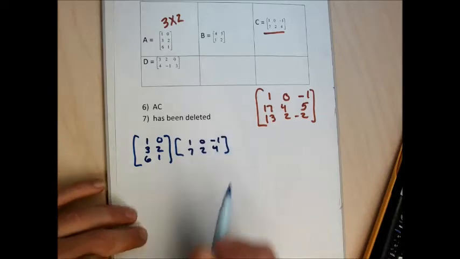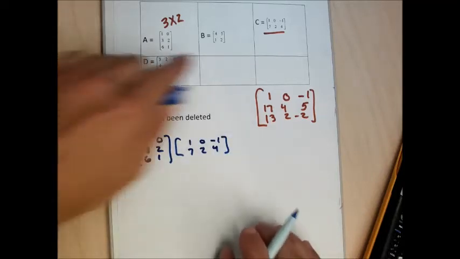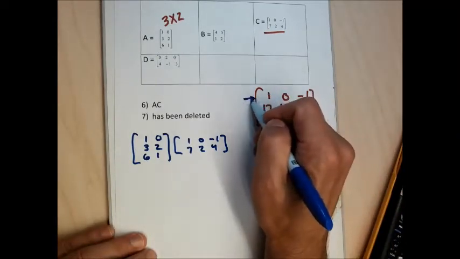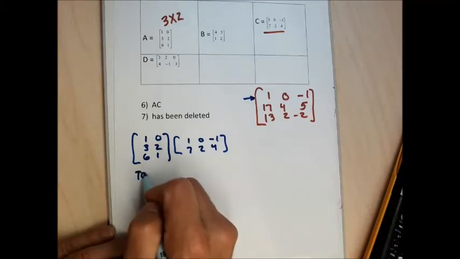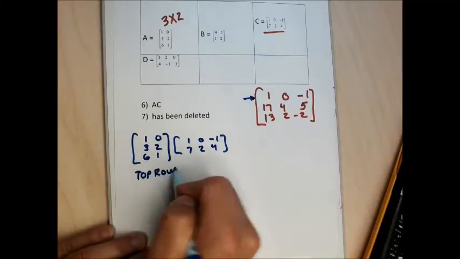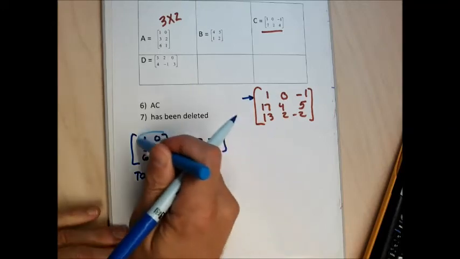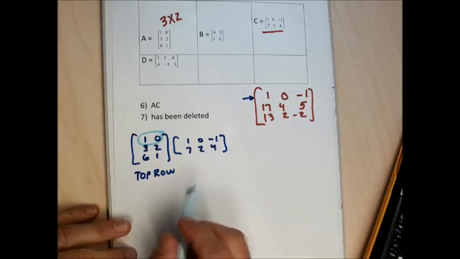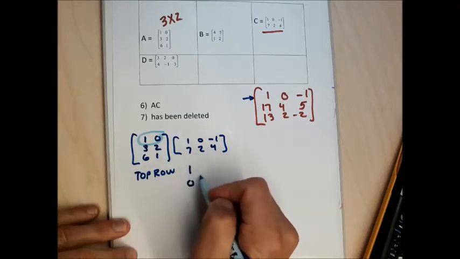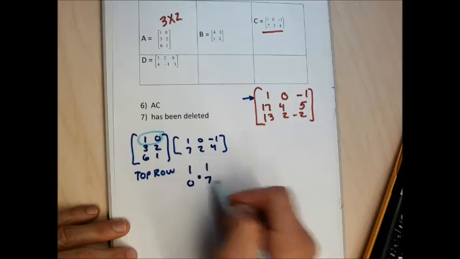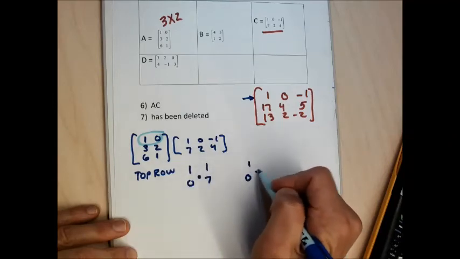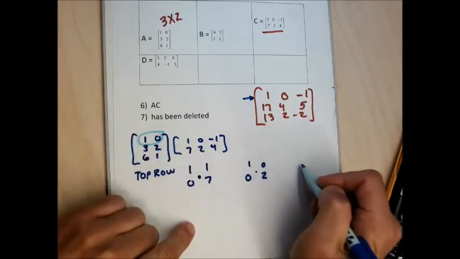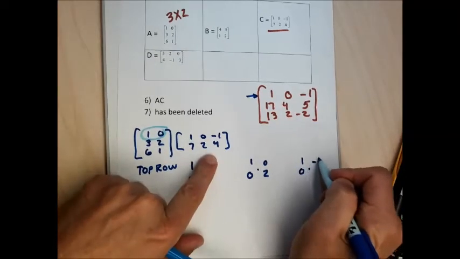To get the answer by hand, I'd have to write matrix A down and next to matrix C. And I'm going to get my answer one row at a time. So first I'm going to get the top row by writing this 1, 0 vertically next to each of the 3 columns, the 1, 7, 0, 2 and the 1, negative 4. So I'm going to write the 1, 0, which is the top row, next to the 1, 7 column. I'm going to write the 1, 0 next to the 0, 2 column, and I'm going to write the 1, 0 next to the negative 1, 4 column.